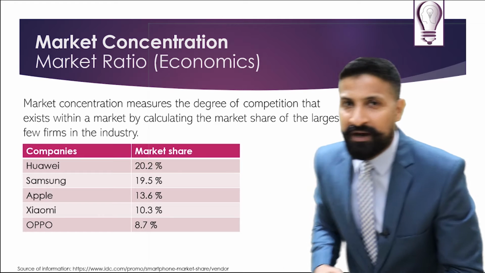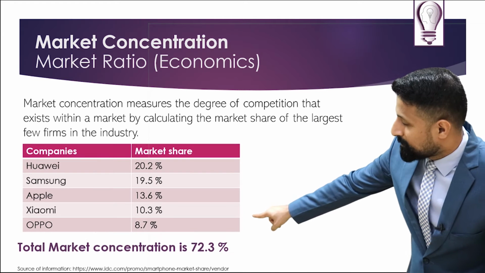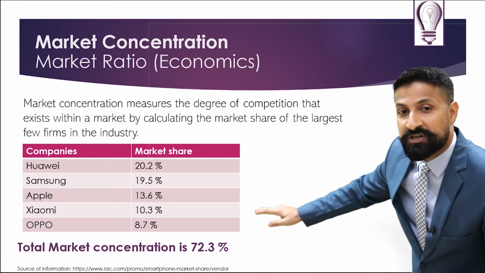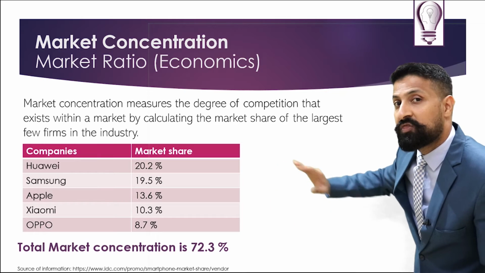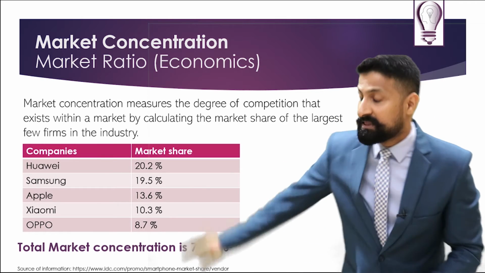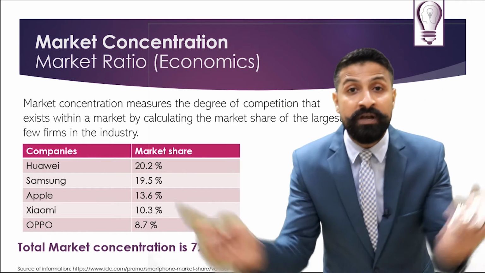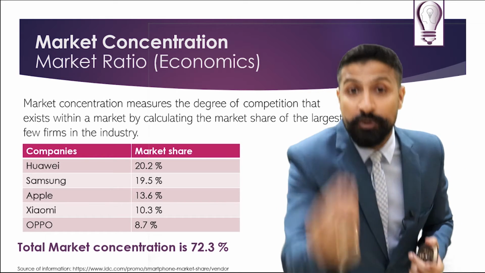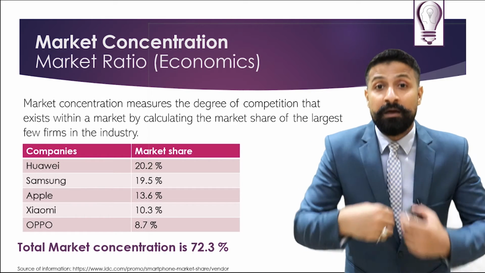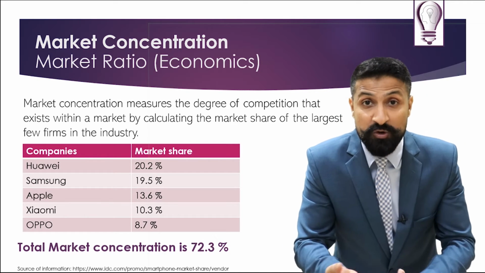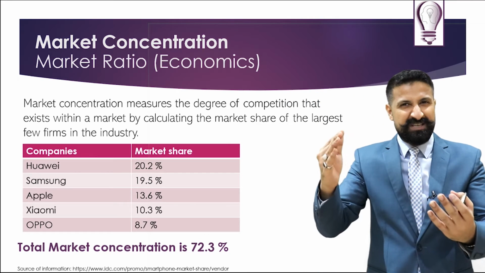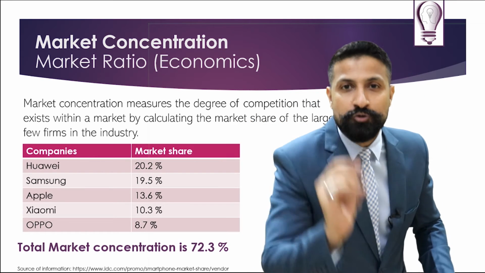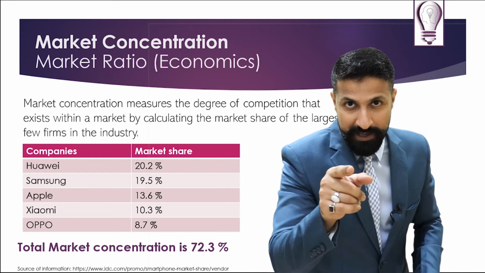And what does that mean? When you see here, the market concentration is 72.3%. That means these 5 firms already own 72.3% market share. Now for you as a new business, there is only approximately 27 point something percent market share for you to play with. Are you getting my point?